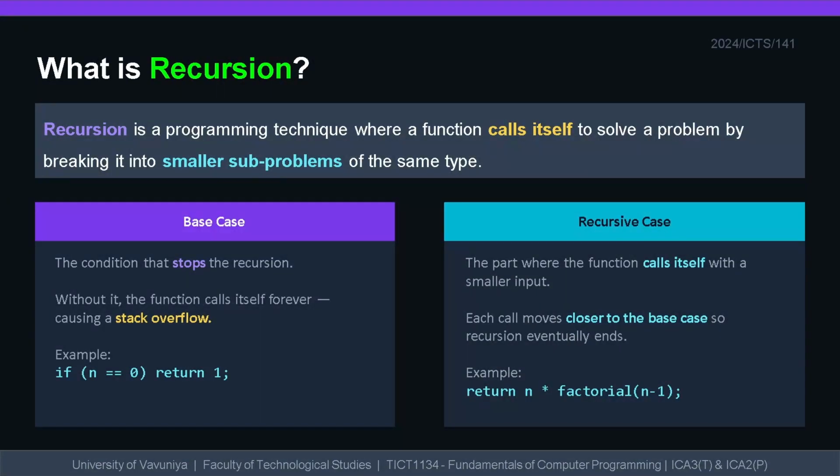Recursion works using two important components. The first is the base case, which is the condition where the function stops calling itself. The second is the recursive case, where the function calls itself with a smaller input.